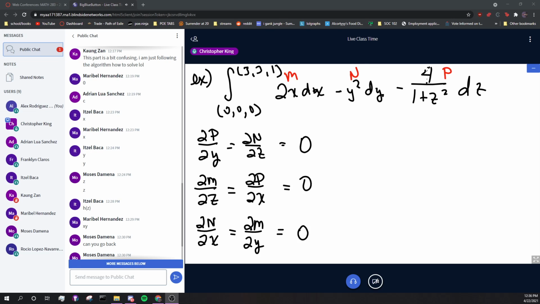Yeah, if one of the pieces fails that is exact, then you can't solve it the way we've been solving it. Okay, so if it's not exact, then you have to solve it a totally different way. And if you take differential equations, you'll talk about how to solve it different ways if it's not an exact differential equation.